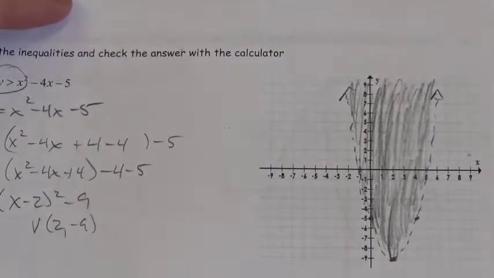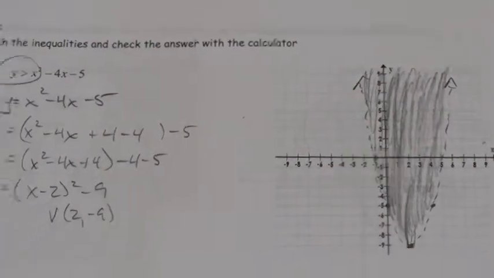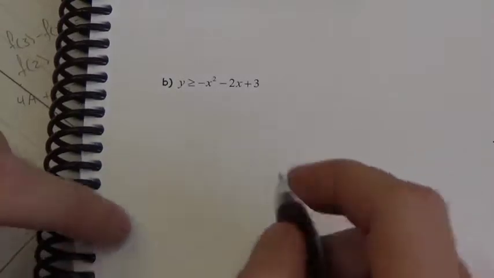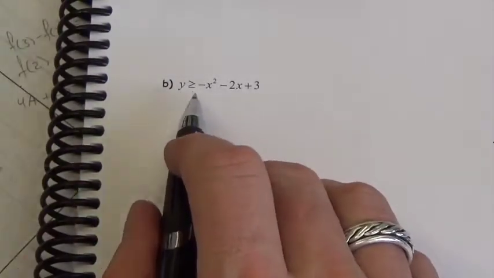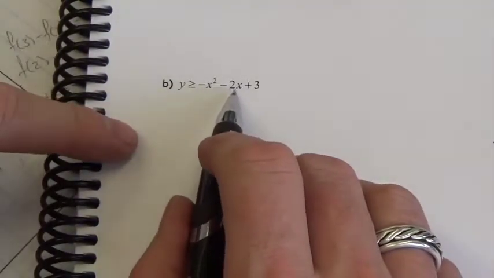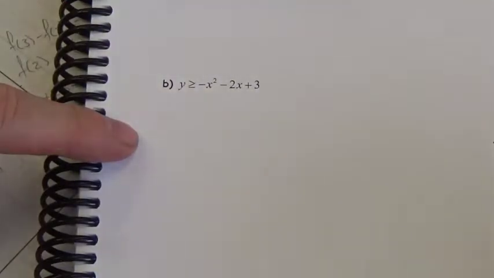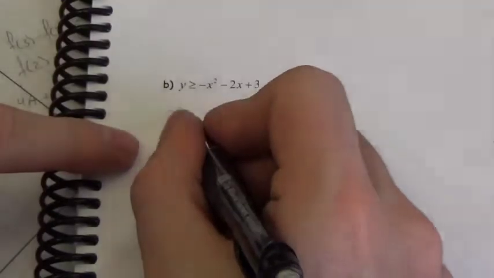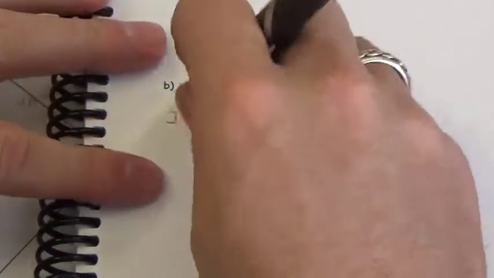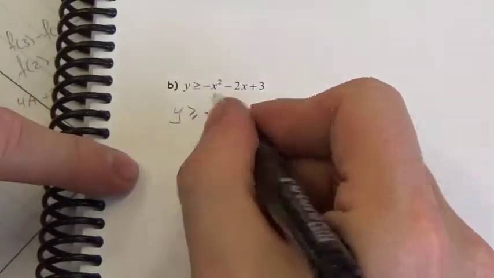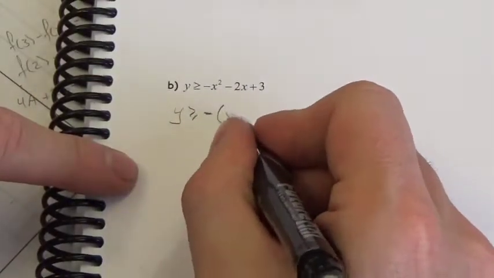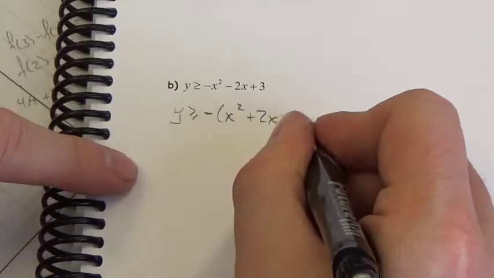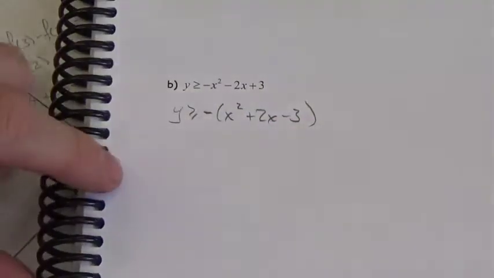Now that's one way that you could graph that. Let's take a look at another one here. In this case, we've got y is greater than or equal to negative x squared minus 2x plus 3. Okay, maybe in this case, what I do, whoops, I don't know why I left the equal to out there. Maybe in this case, what I do here is I take out the negative and leave this as x squared plus 2x minus 3.